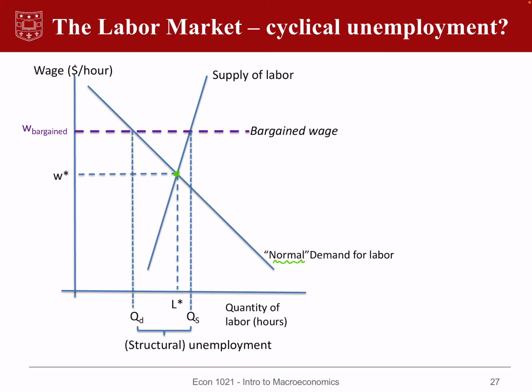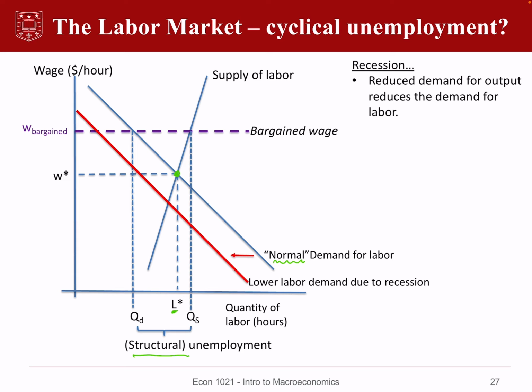The market clearing wage would be this W star and L star quantity of labor. And we're going to suppose that there is, for whatever reason, whether it's minimum wages, efficiency wages, money illusion, for whatever reason, the nominal wage is stuck above the one that would otherwise clear the market. Then, of course, we observe that there is structural unemployment in the macroeconomy.